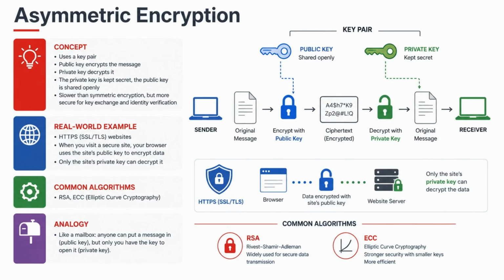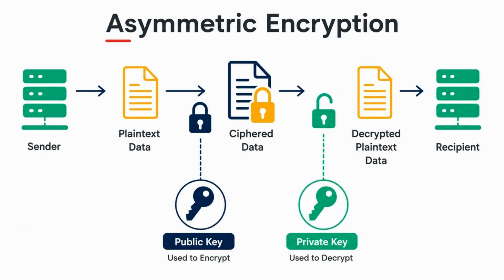Asymmetric encryption uses a key pair, a public key to encrypt, and a private key to decrypt. While slower than symmetric methods, it is highly secure for key exchange and identity verification. In this process, the public key is shared openly for encryption, while the private key remains strictly secret for decryption, ensuring only the intended recipient can access the data.